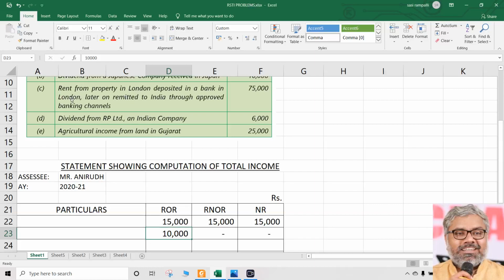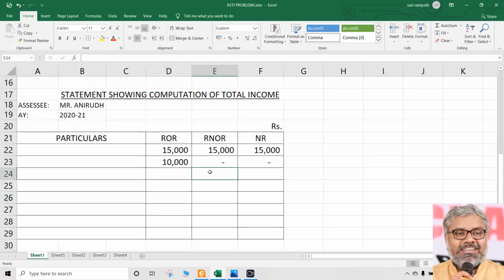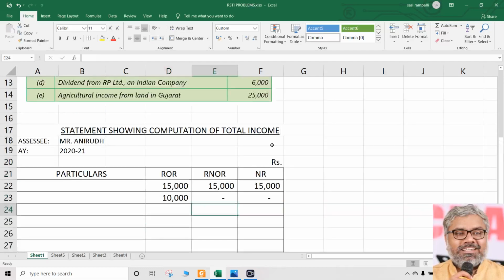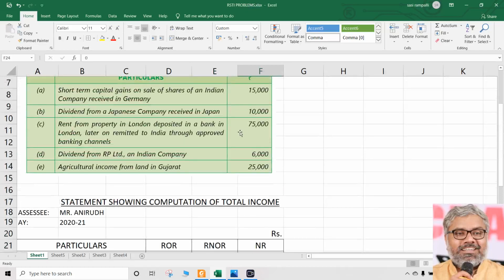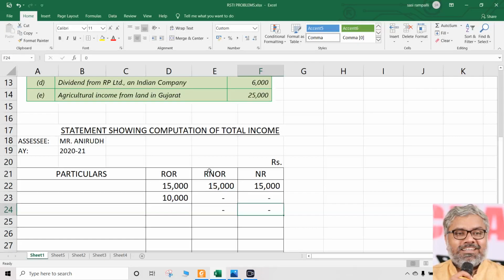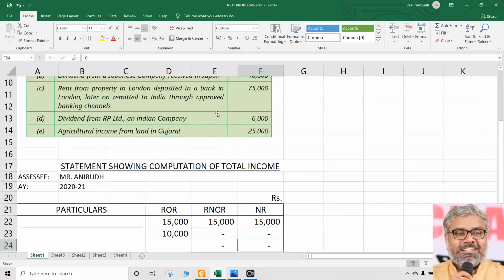Property situated in London and deposited also in London means received in London, later remitted to India. Of course, remittances are not receipts. Just because it is remitted, we cannot consider it is received in India. Hence, it is not taxable for RNOR and NR at all. Not at all taxable. Why? Because it is not received in India, not accrued in India.